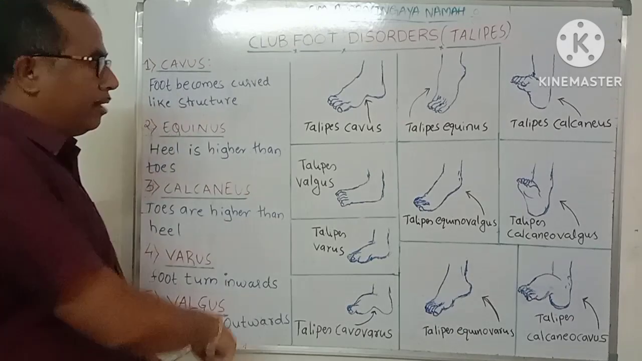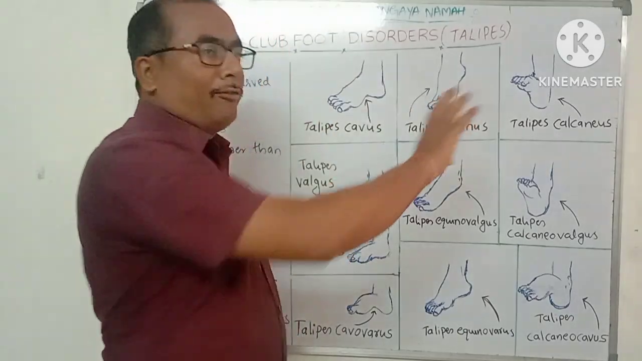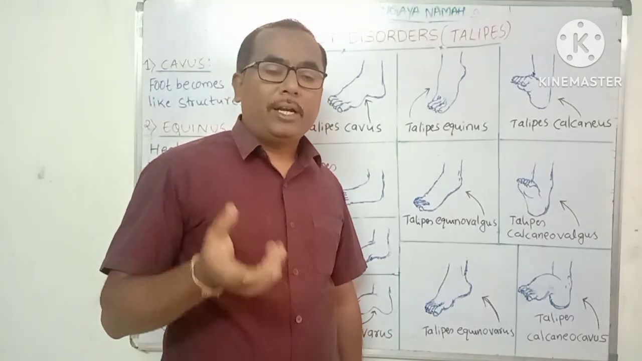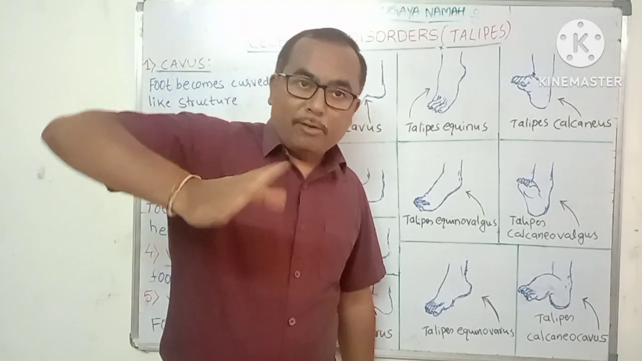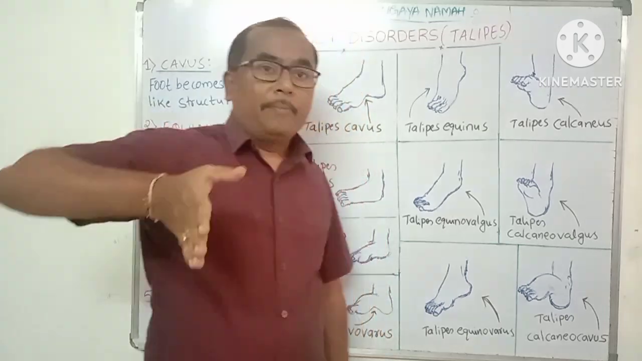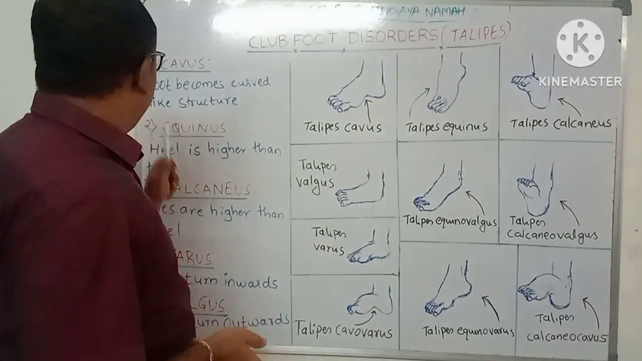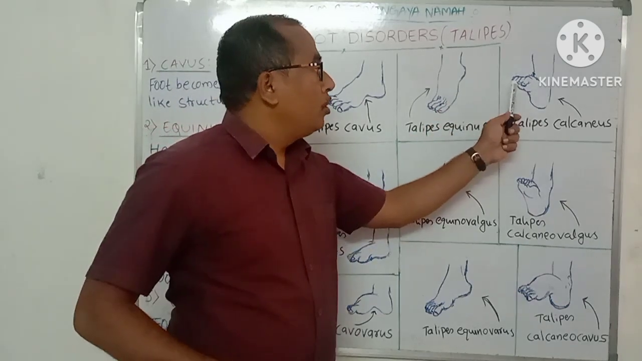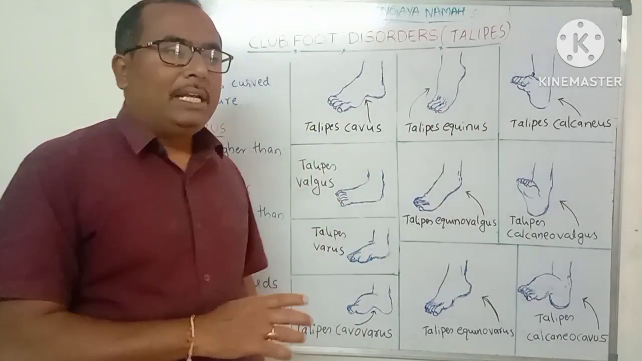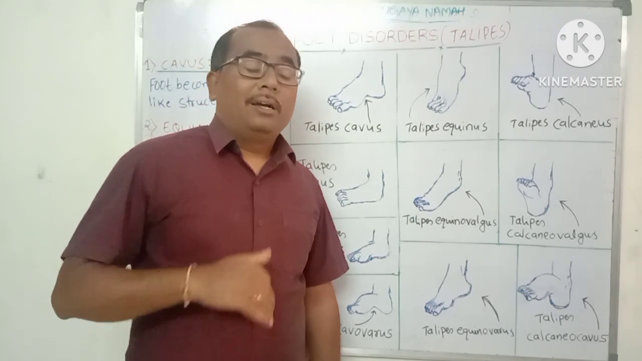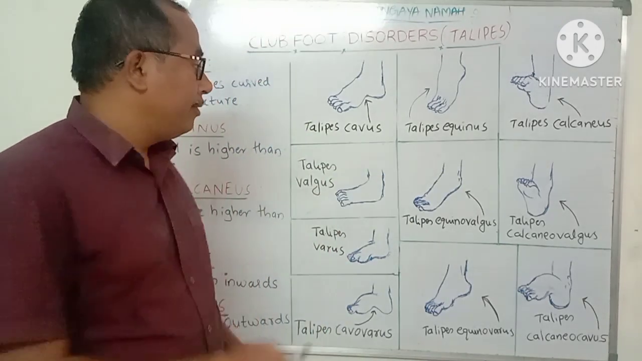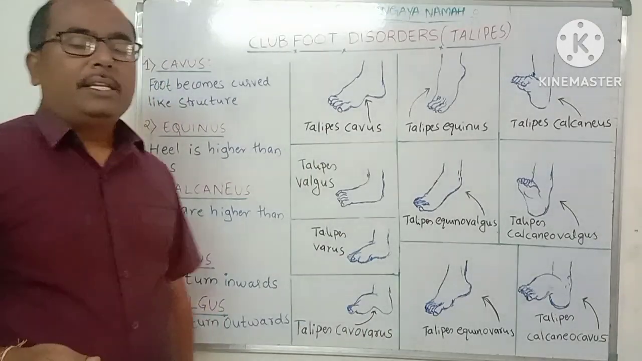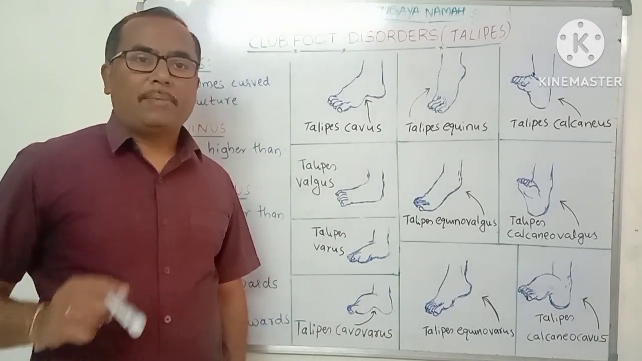If you know all these terminologies, they will give a description of the foot defect and ask which type of club foot it is. Varus means inward, valgus means outward. Equinus means heel is higher than the toes, and calcaneus means toes are higher than the heel. If you know this, you can easily make out the different types of clubfoot. If you make a thorough revision of all these things, you can easily get 1 mark in the examination.